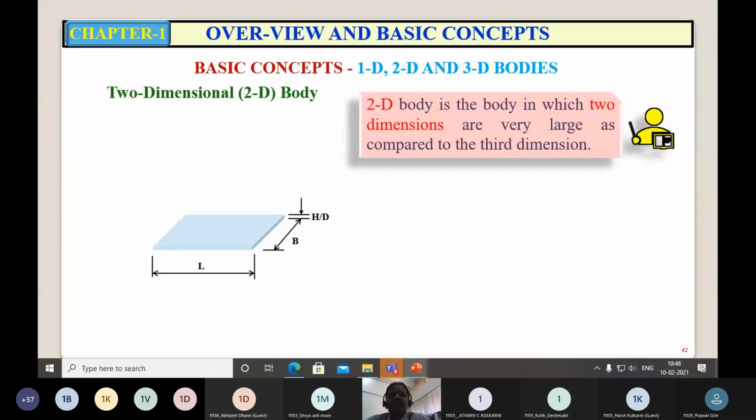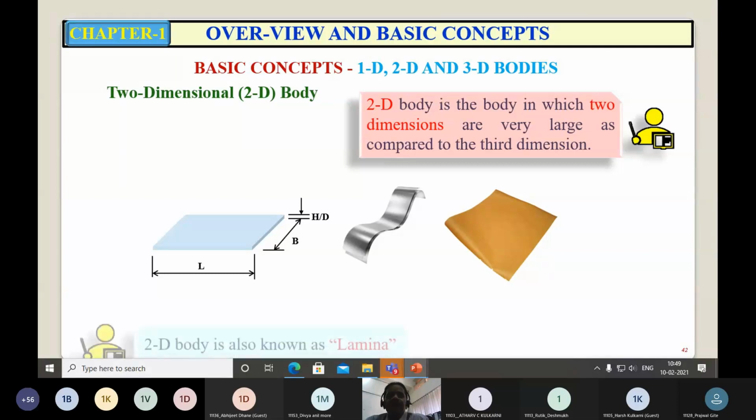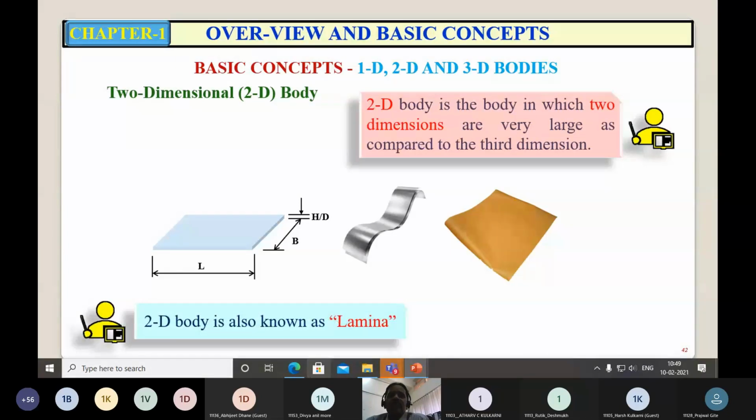Any example for a two-dimensional body? Say metal sheet. As compared to the length and breadth, the thickness is very small. A sheet of paper, it is a two-dimensional body. The thickness of paper is negligible as compared to the length and breadth. So it is a two-dimensional body. So this two-dimensional body is also known as lamina. Point to be noted: lamina means it is a two-dimensional body.